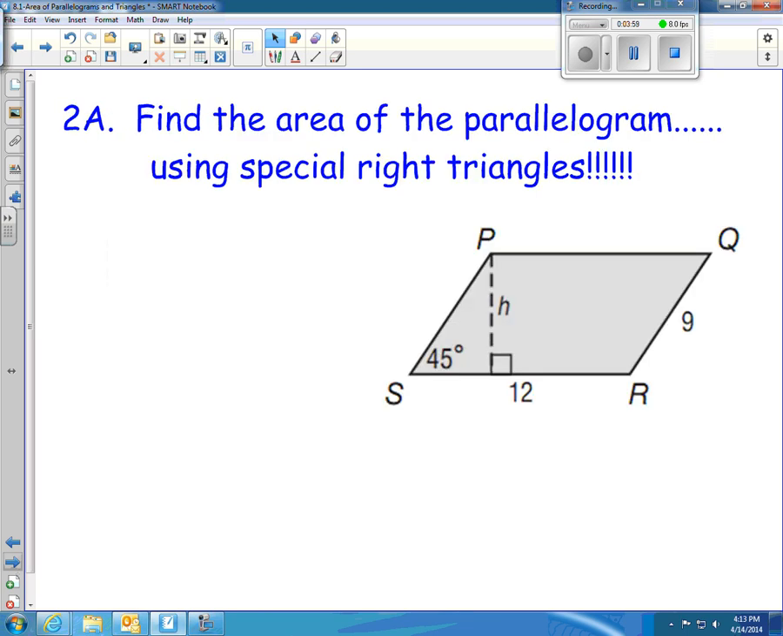Okay, 2 says find the area of the parallelogram. This one says using special right triangles. Why do I know I need to use special right triangles? Well, I am missing my height, and I have an angle that's 45. So we're just finding our area. We have a base of 12, and we need to find our height. Notice I have a slant of 9 here, so that means my slant of 9 is here too.